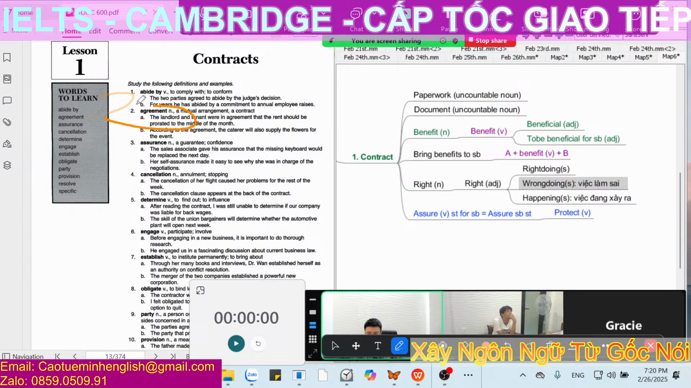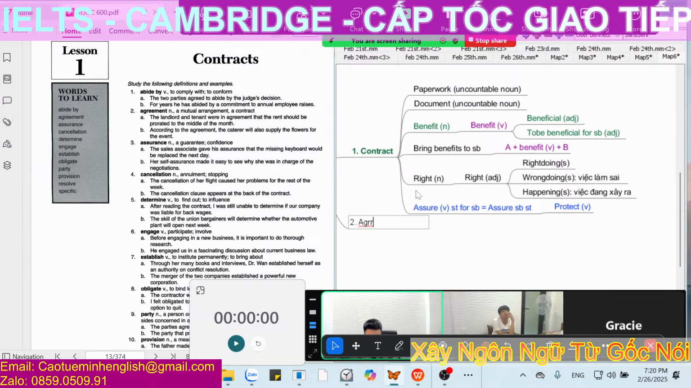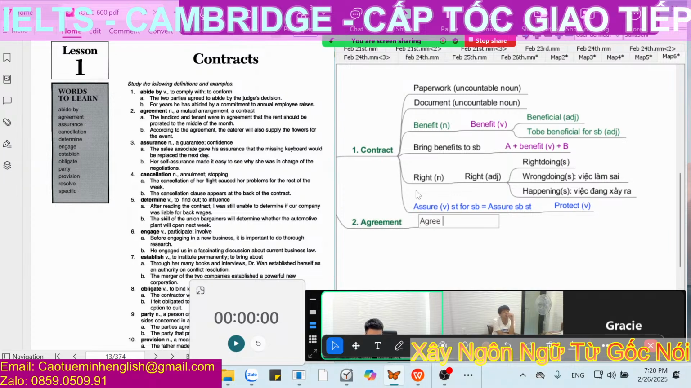Agreement, that is sự đồng lòng. I agree with you. Agree, agreeable, disagreeable. Did you guys remember these words? Yes. Right? So here I'm gonna type it out like this. Agreement. We have agree with somebody on something. We don't say agree with somebody about something. That is Vietnamese. That is not the right English. Or disagree. Disagree with somebody on something.